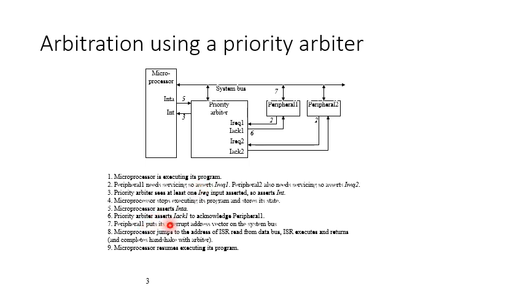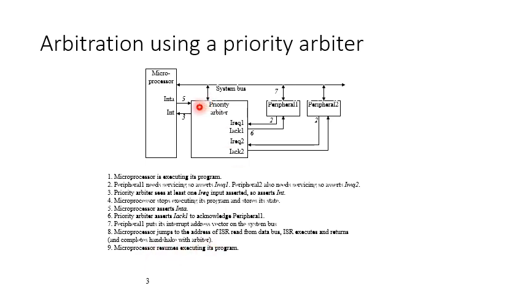Peripheral 1 puts its interrupt address vector on the system bus. The microprocessor jumps to that particular address of the interrupt service routine, reads data from the bus, executes and returns, and completes the handshake with the arbiter. Handshake means that we are going to acknowledge that everything is done. The microprocessor resumes executing its program.